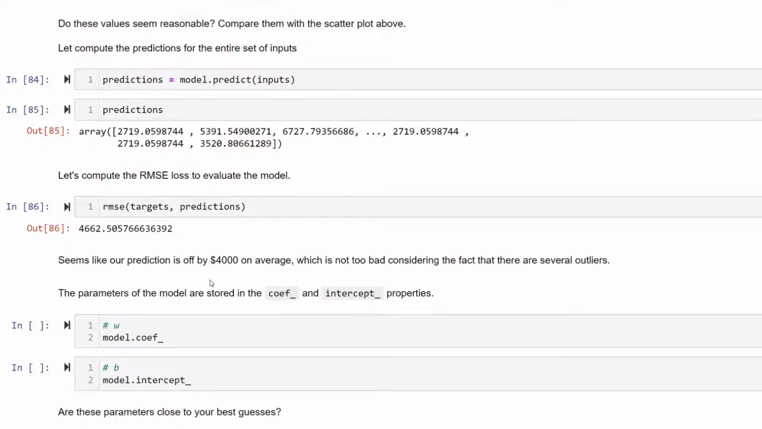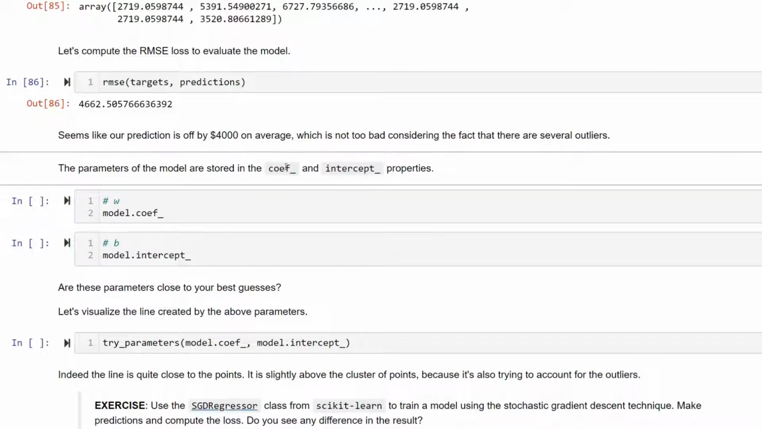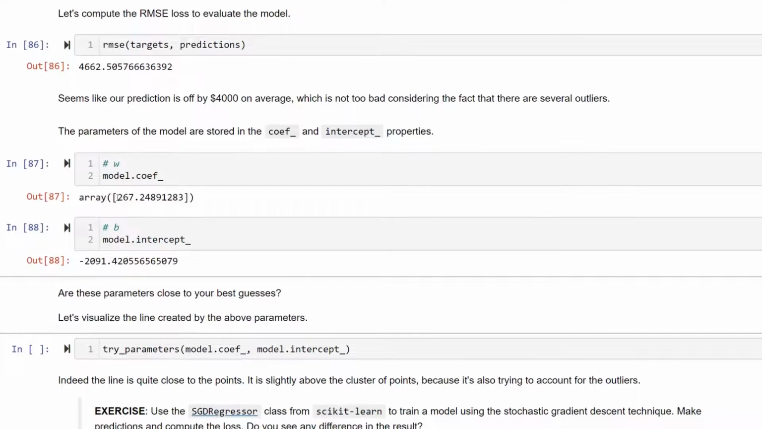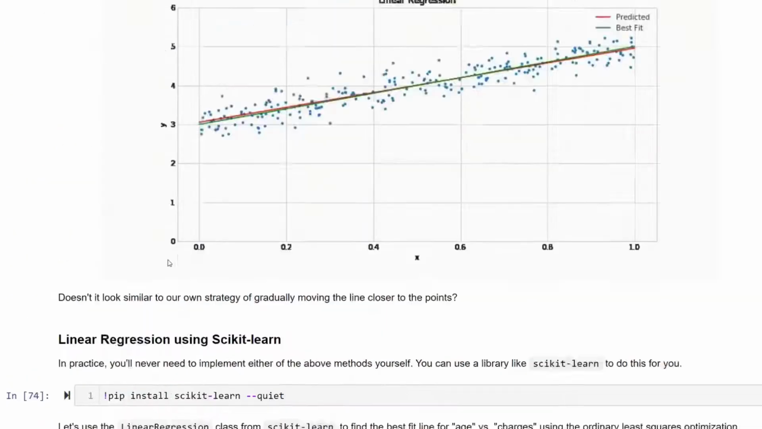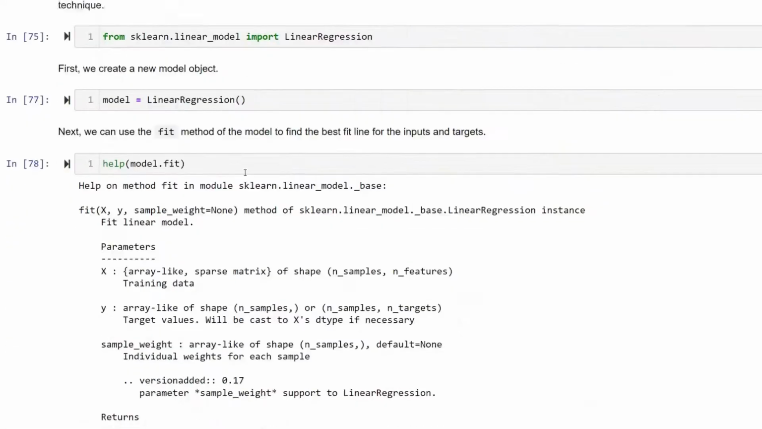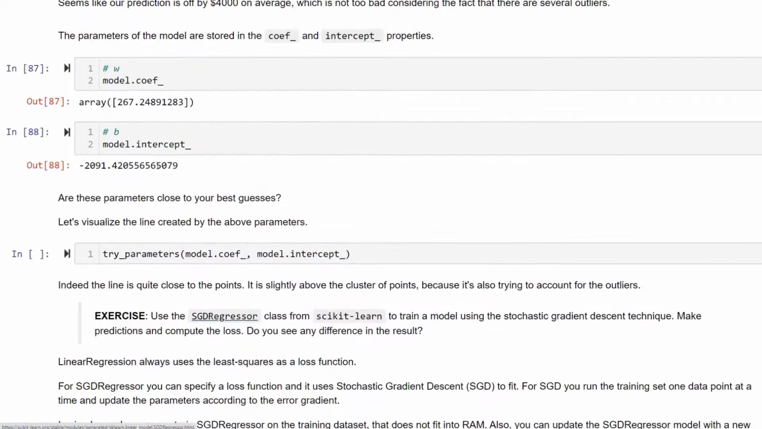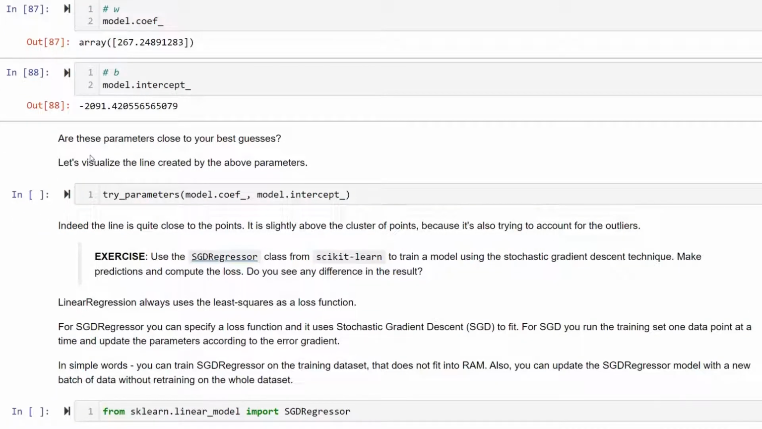The parameters of the model are stored in the coef and intercept properties. The W will be stored in coef and the B will be stored in the intercept property. Okay, it has taken the W as 267.24 and the B as 2091. We had taken the best values as 300 and minus 3500. It's quite simple and easy to understand. Are these parameters close to our best case or not?